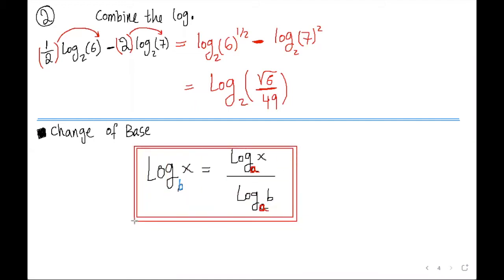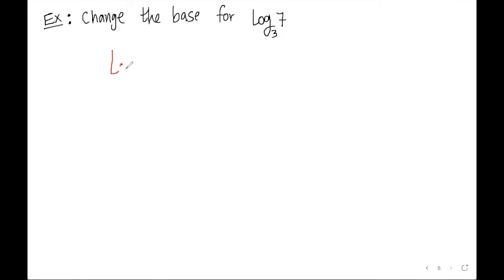So I'll give you a simple example for these things. You have to know how to change the base. Change the base for log 7 to the base 3. If I want to change the base, instead of 3, I can use the number e. So log of 7 to the base 3 is the same as log 7 to the base e over log 3 to the base e.